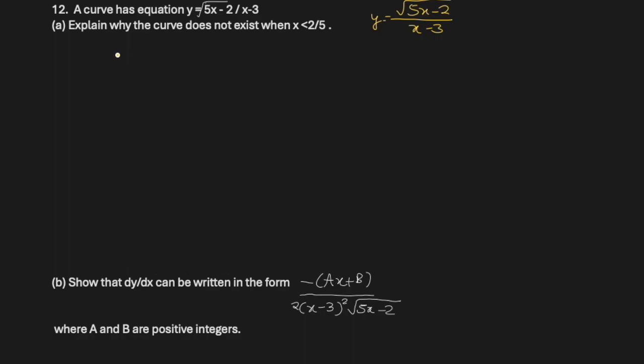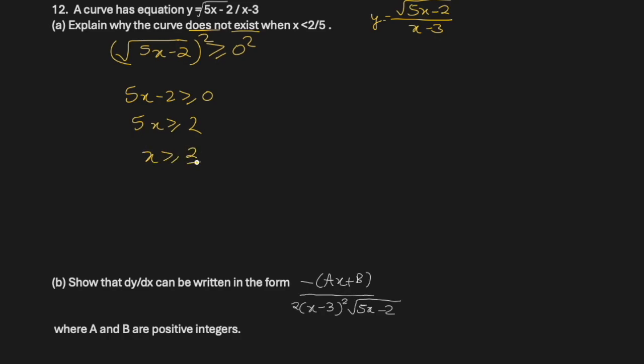We know that for any square root to exist, its value must be equal to or greater than 0. They're asking when it does not exist, but let's see for what it exists. So we square both sides. We get 5x minus 2 is greater than or equal to 0, so 5x is greater than or equal to 2 and x is greater than or equal to 2/5.